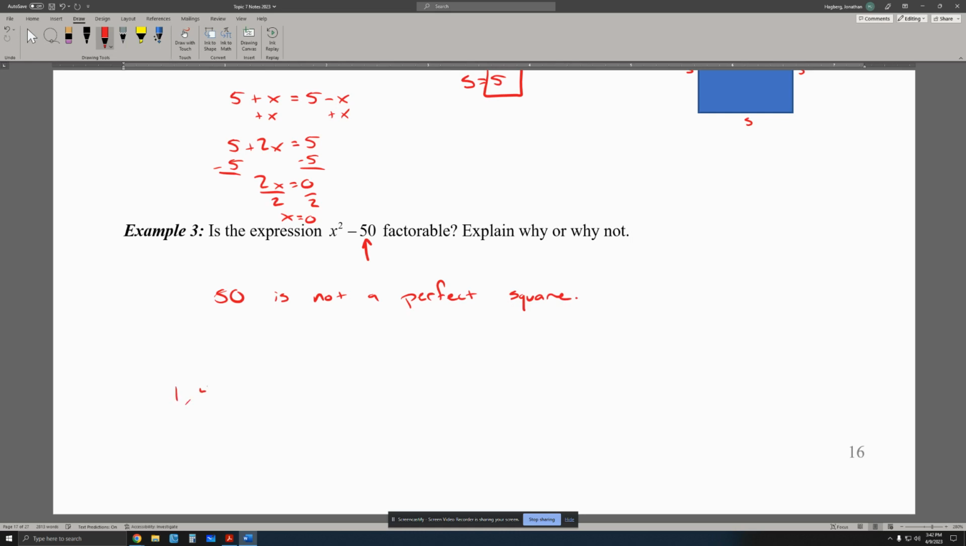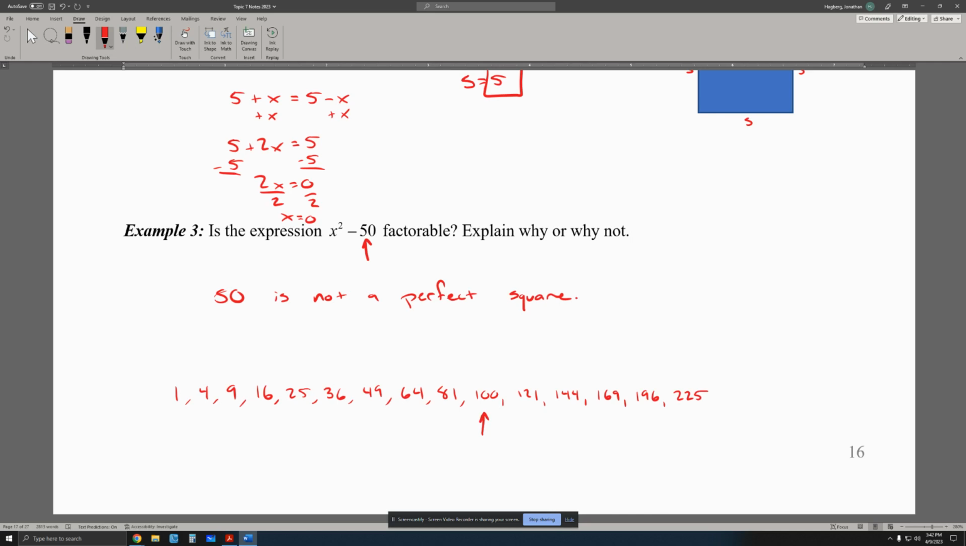1 squared is 1, 2 squared is 4, 3 squared is 9, 4 squared is 16, 5 squared is 25, 6 squared is 36, 7 squared is 49, 8 squared is 64, 9 squared is 81, 10 squared is 100, 11 squared is 121, 12 squared is 144, 13 squared is 169, 14 squared is 196, and 15 squared is 225. I'd say if you're comfortable all the way up to 10 squared, you're in pretty good shape.